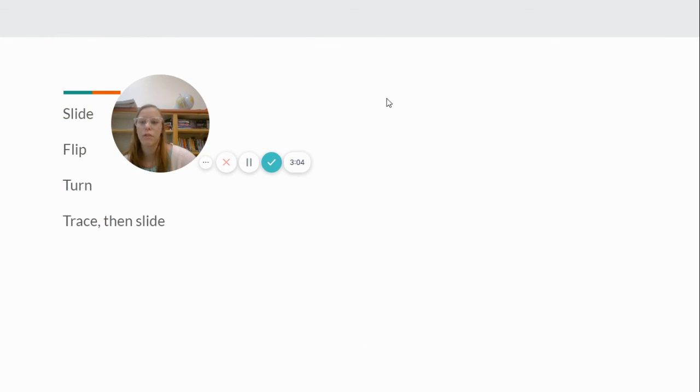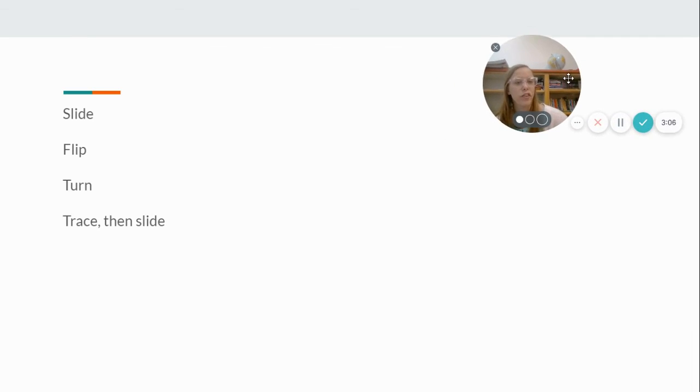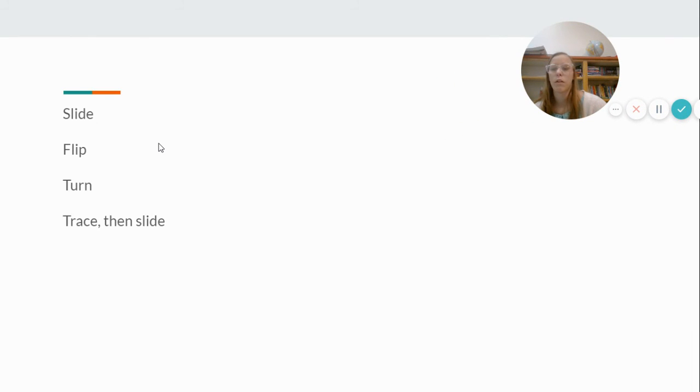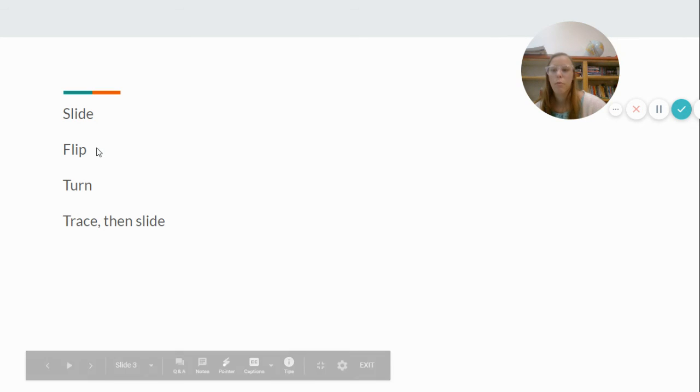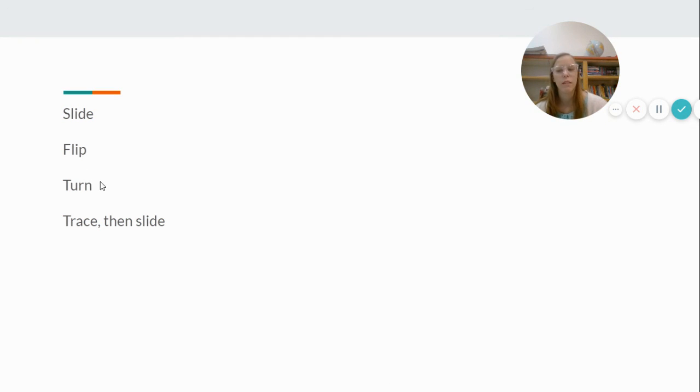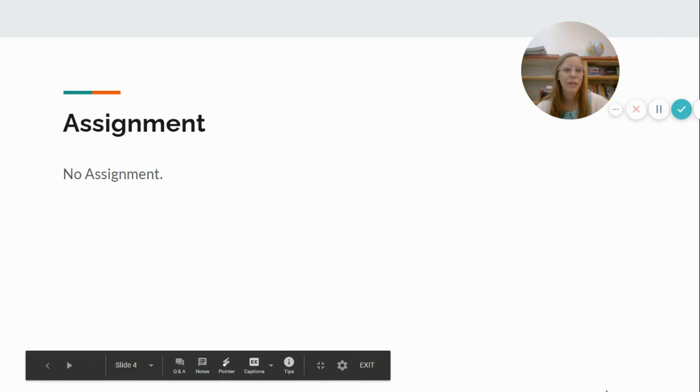So a few options, we call them transformations. A few things we can do, like we just did: we can slide objects, we can flip them, we can turn them, and like the last one, we traced it and then slid it over it. So basically just sliding. Okay? So really, really short lesson.